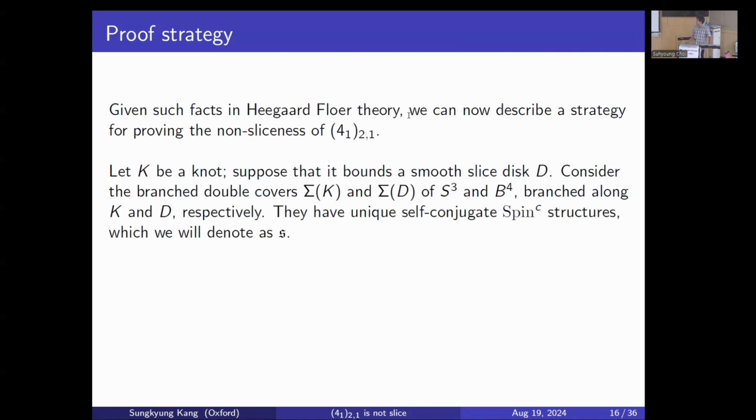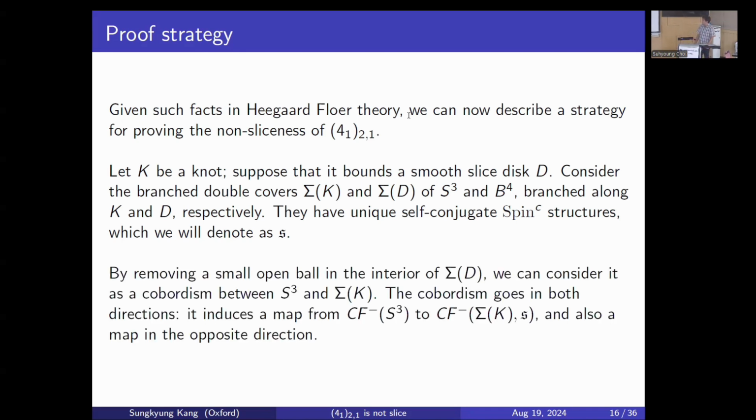So what is the obstruction here? We're trying to prove that a knot does not bound a smooth disk inside a four-ball. To do this, suppose that it actually bounds a slice disk. Then you can take a branched double cover of everything so that you get a rational Z2 homology sphere, Sigma K, and a Z2 homology ball, Sigma D. They're all smooth, and since they're Z2 homology spheres and balls, they have a unique spin structure. For simplicity, we'll always denote this unique spin structure as S.